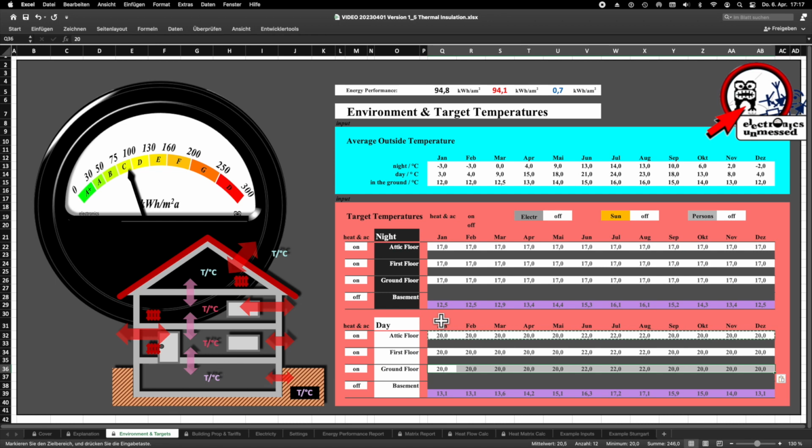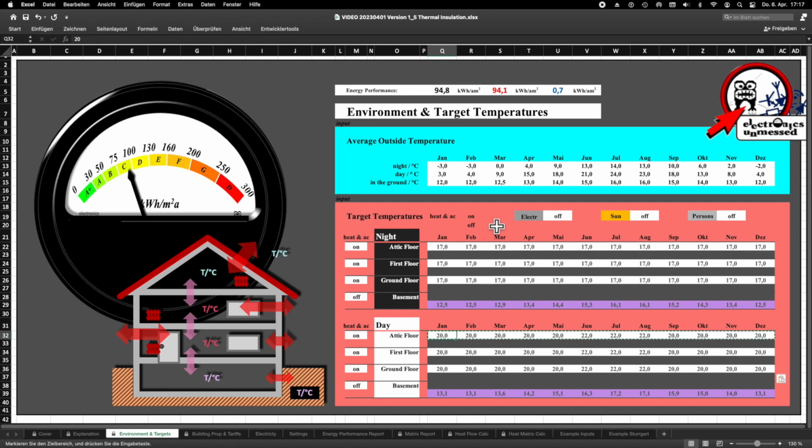Okay, this simple measure would reduce our annual consumption to 94.8 kilowatt hours per square meter. That alone would save us 26 kilowatt hours per square meter, which corresponds to around 22%. That's quite a lot, isn't it? But it's not really that surprising, because if you use a lot, you can also save a lot.